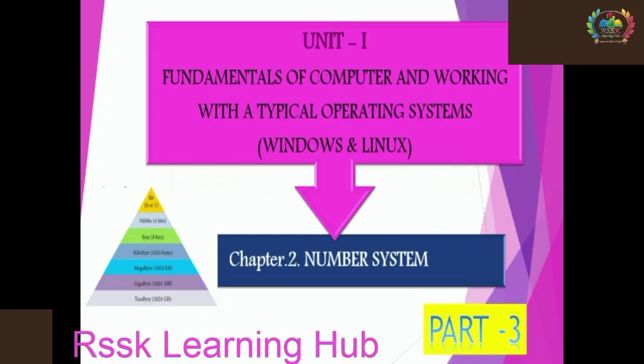Okay, today we are going to see Part 3 of Chapter 2, that is number system. So we will make a small recap of the Part 2 session. What are the things we have gone through? We saw various number system conversions, right?